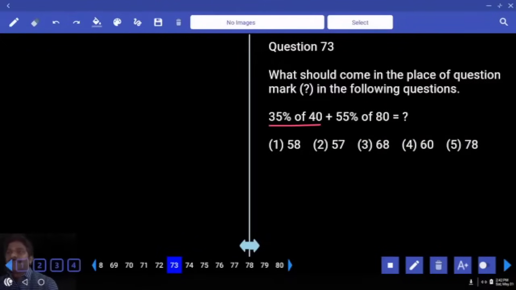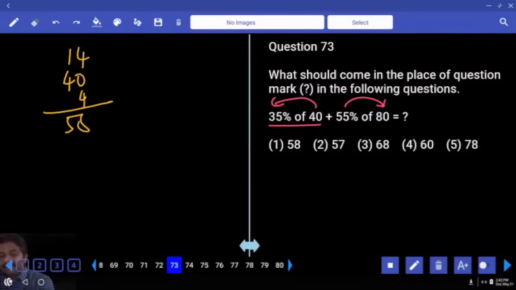35% of 40 or 40% of 35. Anything is fine. Let's go with 40%. 10% double double. Perfect. 55%. 50% plus 5%. What is 50%? 5%. Total. Done.